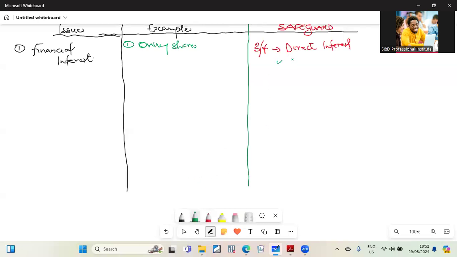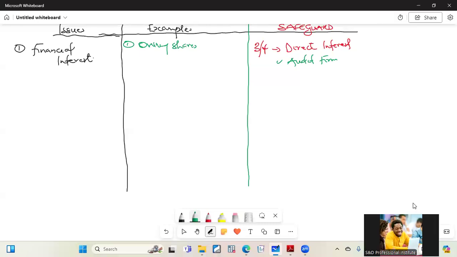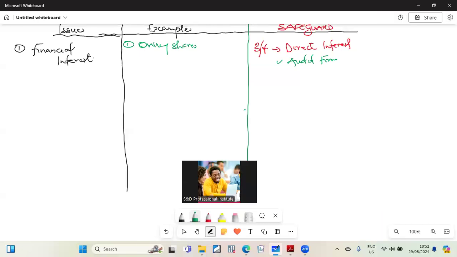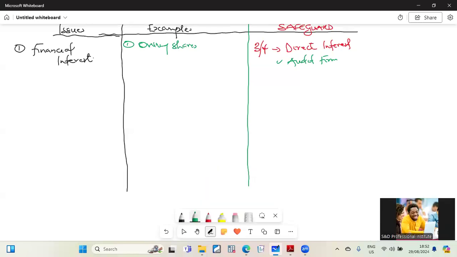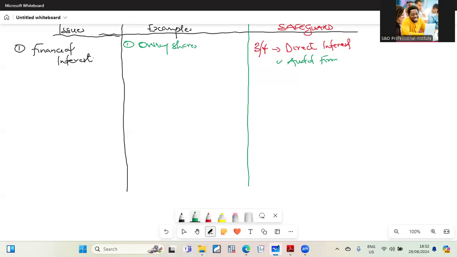Number 1 is the assurance firm, i.e. the audit firm itself. The audit firm as an entity can have an investment, but this should not be an investment inside the client's business. No, it is not acceptable at all. You cannot do that. You are not allowed to do that. So take note of that.